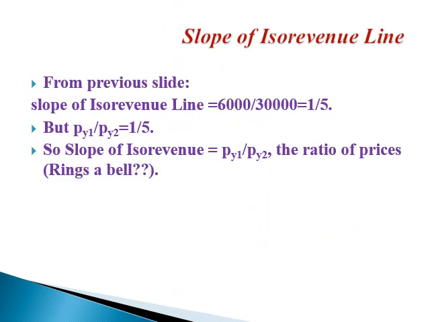Okay, and the slope of that is simple. If you are using your mind, we'll see that if I am measuring Y1 horizontally, Y2 vertically, then the slope of that line will be P of Y1, P of whatever is measured horizontally, divided by P of whatever is measured vertically. So in that case, the slope of the ISO revenue line will be P of Y1 divided by P of Y2. This rings a bell because it is a repetition of what we did every time.